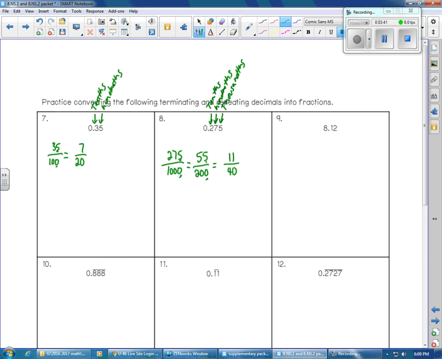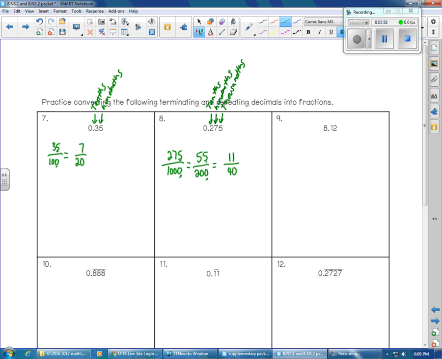All right, so when we have terminating decimals, it's pretty easy. Whatever the place value is, that's what we're putting them over, and then we are reducing the fraction from there. So go ahead and pause the video and see if you can do the next one.